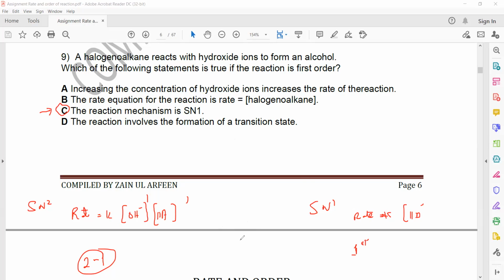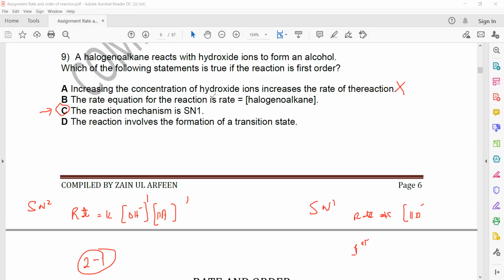And if you remember the reaction mechanism for SN1 and SN2 from AS, in an SN2 reaction the bond breaking and bond forming will take place at the same time, and an intermediate will be formed. So when you check the option, increasing the concentration of hydroxide ion does not affect the rate, because it is an SN1 reaction.